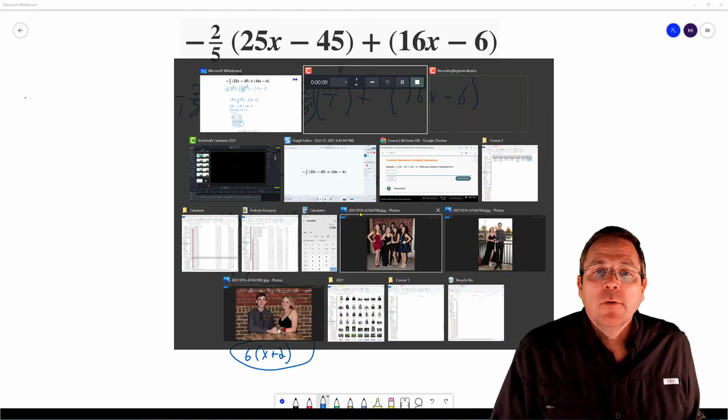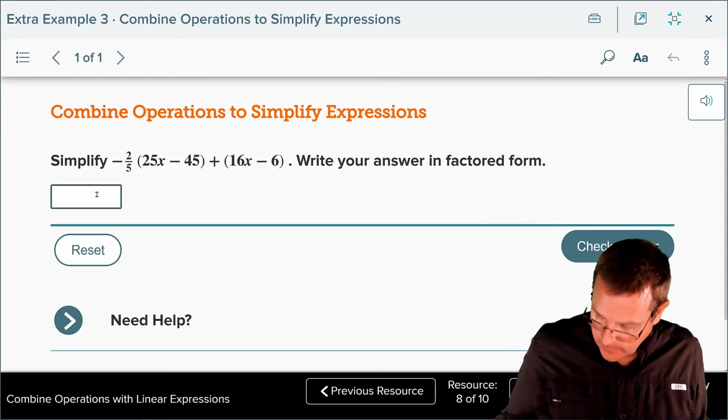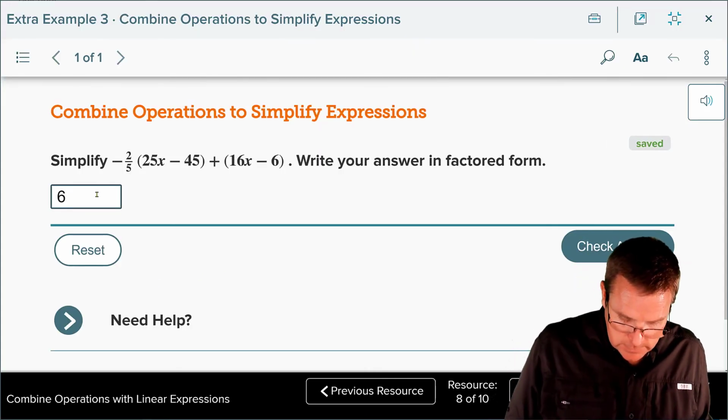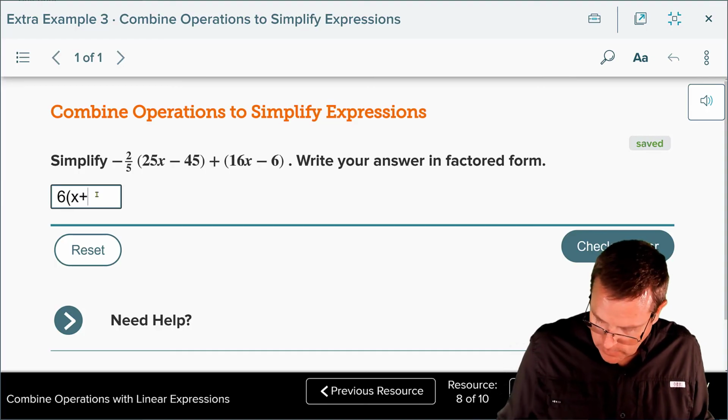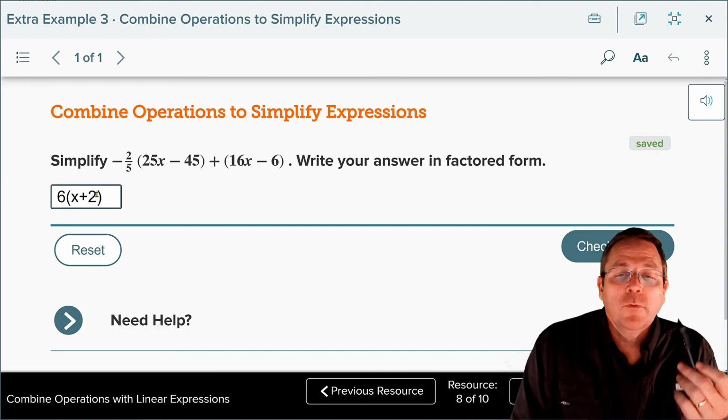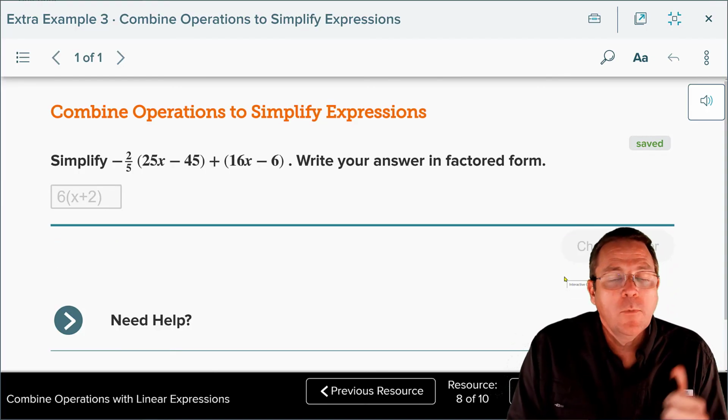That is what we're going to put in for our answer key. So we're going to type in 6 times the sum of x plus 2. Close our parentheses. Please let us be right, and we are right.